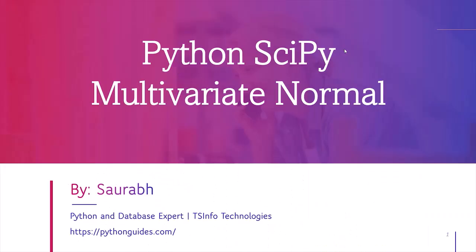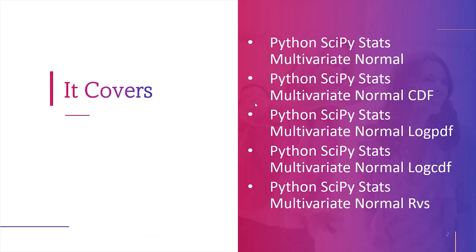We are going to learn about the Python SciPy stats multivariate normal. Let's see what we are going to learn in this video. First, we will know about Python SciPy stats multivariate normal. After this, Python SciPy stats multivariate normal CDF. Then we will understand Python SciPy stats multivariate normal log PDF, and we will also learn about Python SciPy stats multivariate normal log CDF. At the end, we will know about Python SciPy stats multivariate normal rvs.